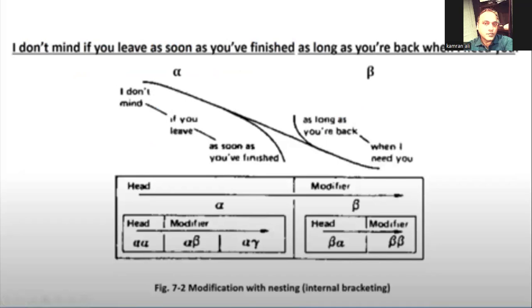I don't mind if you leave as soon as you have finished, as long as you're back when I need you. Oh my God, such a lengthy clause. Now, here we need to understand the concept of head and modifier as well, because it's a very complex clause, right? And it's really difficult to understand. Now we can see that there got to be one primary and one secondary clause. So when you look at this one, let me use the marker here.